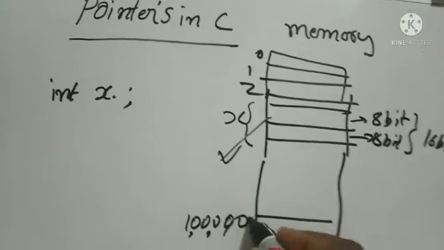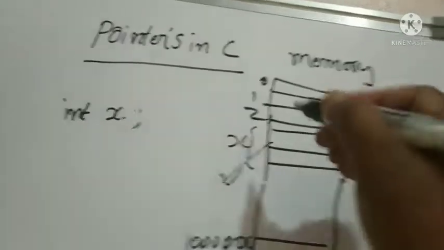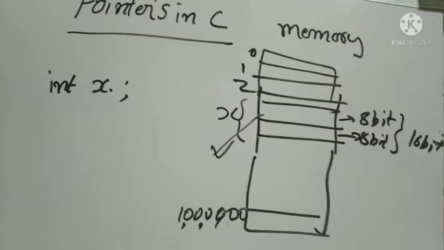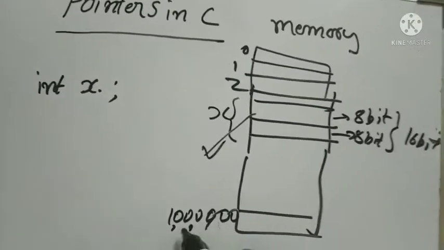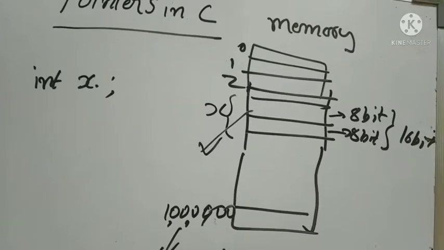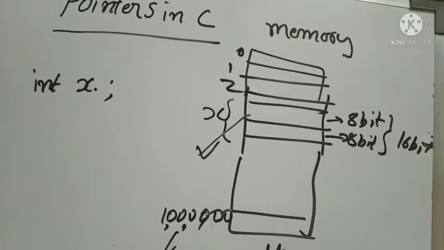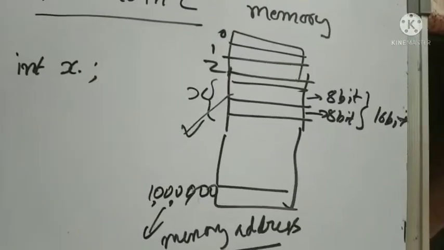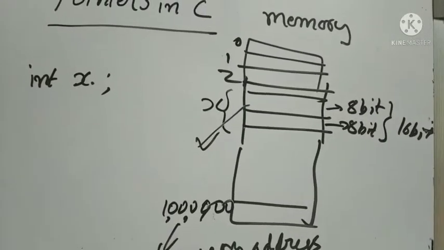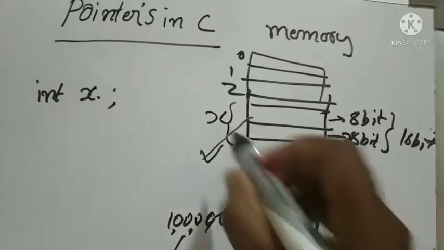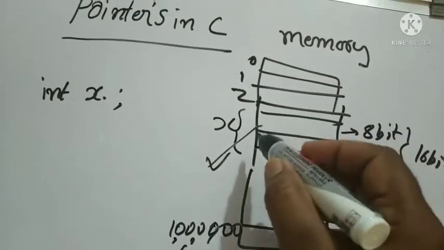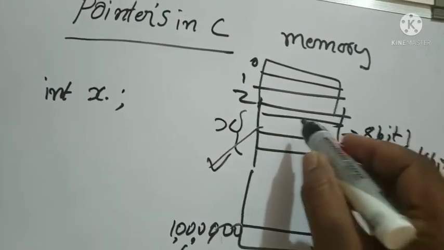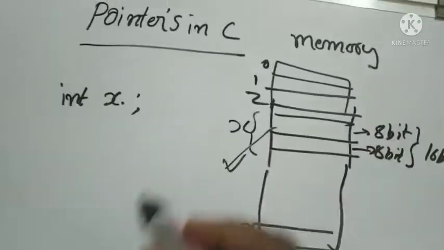If we have 1 million registers, the last register address is 1 million. So each register has an address. That address we call the memory address or memory location address, or in simple words, memory address. So this x is stored in some memory location, in a register, and that register also has an address.